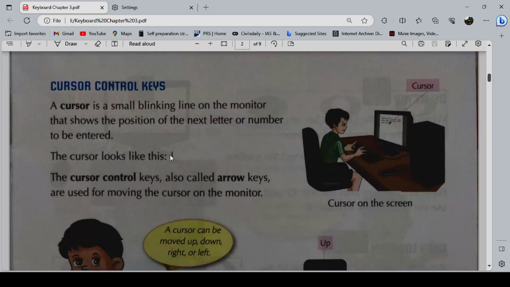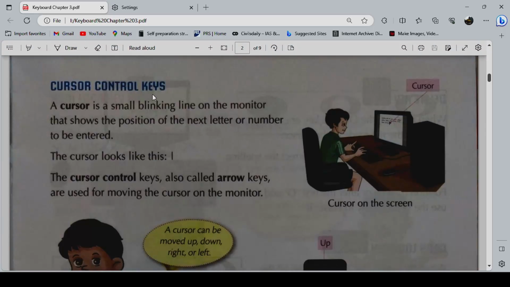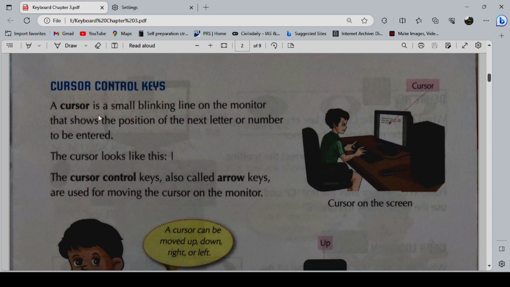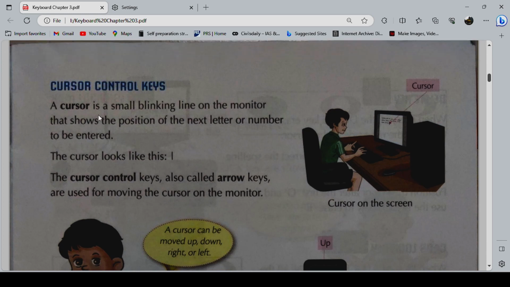Now, cursor control keys. Please read this. A cursor is a small blinking line on the monitor that shows the position of the next letter or number to be entered. The cursor looks like this.